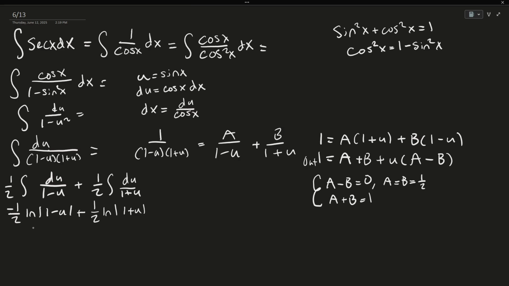Alright, so now we need to remember our natural log properties. Since this is a minus, this can be moved inside as the denominator. So we simply have 1/2 natural log of 1 plus u divided by 1 minus u. But now we need to remove our u, replace it with the original value, which was sine x. So we have 1 plus sine x divided by 1 minus sine x. And don't forget our plus c.